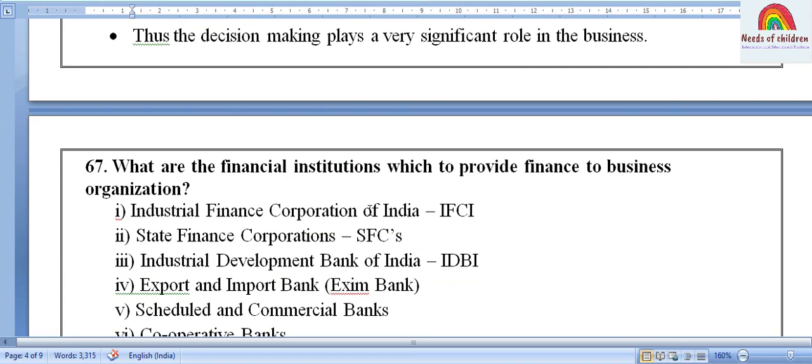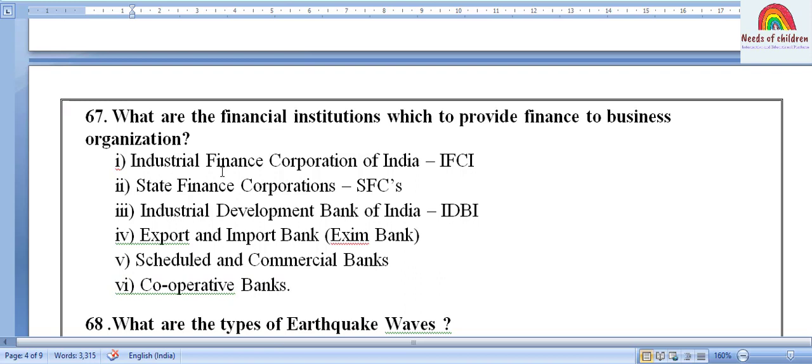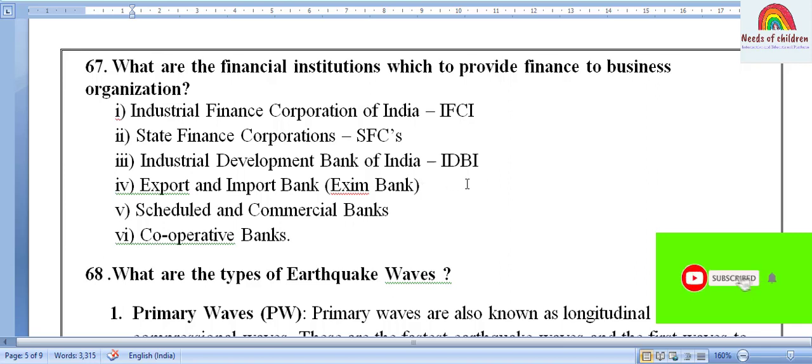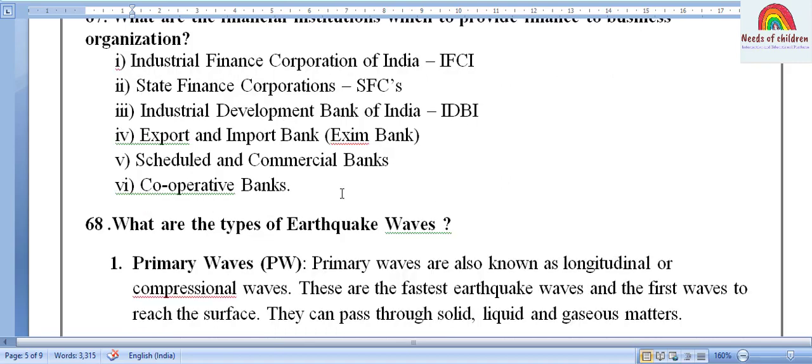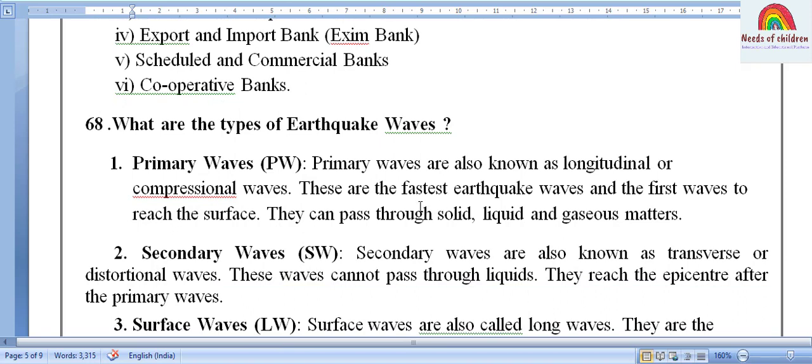What are the financial institutions which provide finance to business organization? So dear friends, this is the question that is from 9th standard business study, the lesson name called as financial management. So answer for this question: Industrial Financial Corporation of India called as IFCI, State Finance Corporations, that is SFCs, Industrial Development Bank of India called as IDBI, Export and Import Bank called as Exim Bank, Scheduled and Commercial Banks, Cooperative Banks. So let's move on to next question.